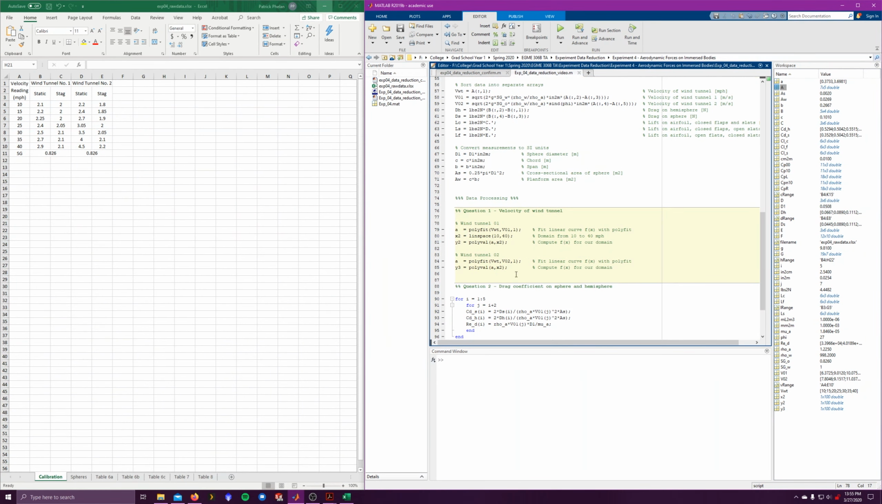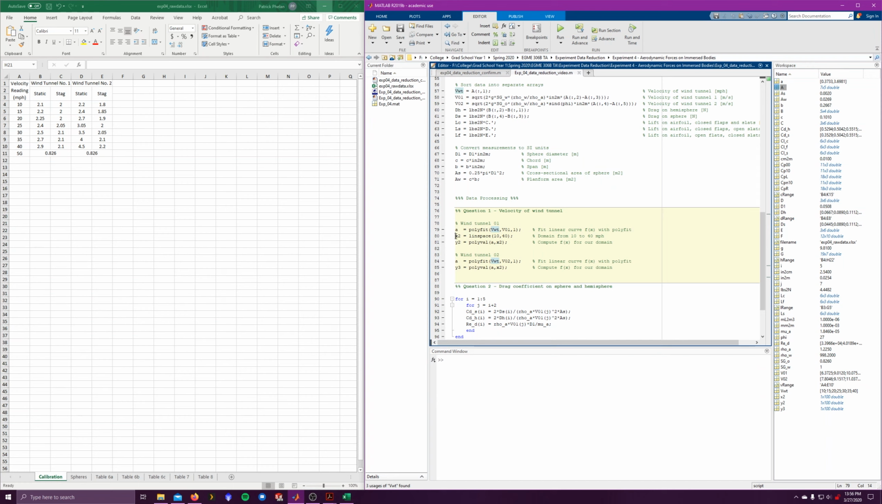Okay, so what I've done here for wind tunnel 1, I'm using the polyfit command, so I can use a best fit curve here. It's going to be a linear curve. Okay, so I have A equals polyfit. And then I'm going to use the velocity of the wind tunnel. That's going to be in miles per hour, and that'll be on the x-axis. And then I have our calculated velocity. That'll be in meters per second, and that'll be on the y-axis. Then I have comma 1, so we have a linear curve.